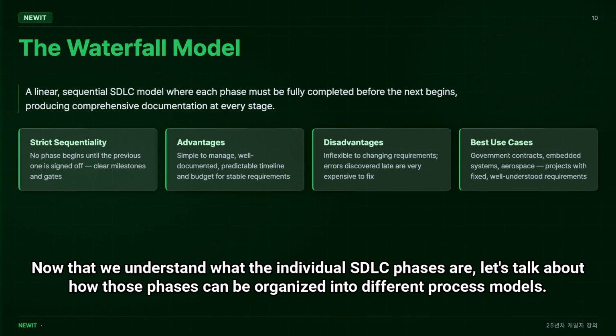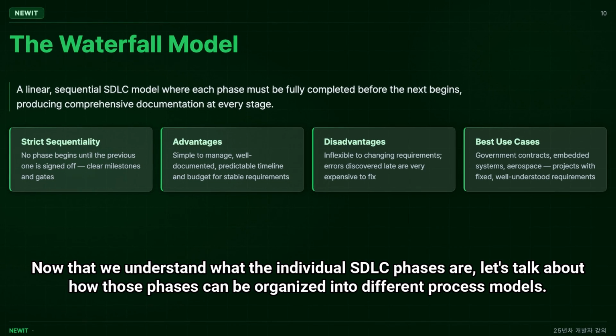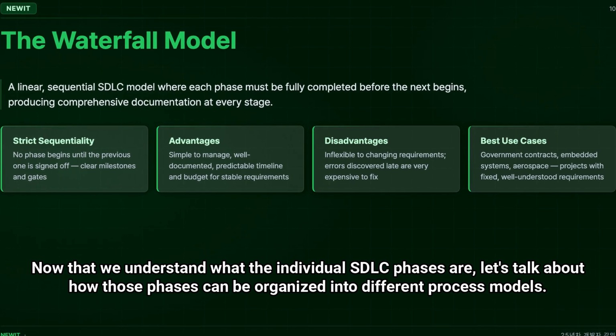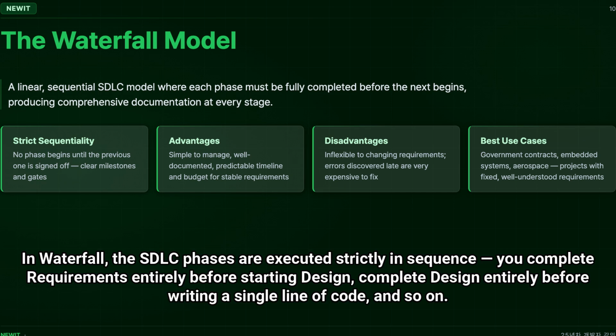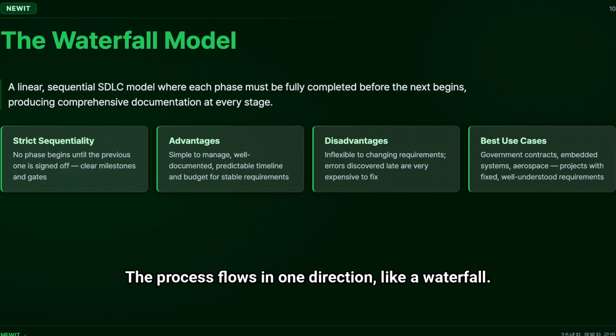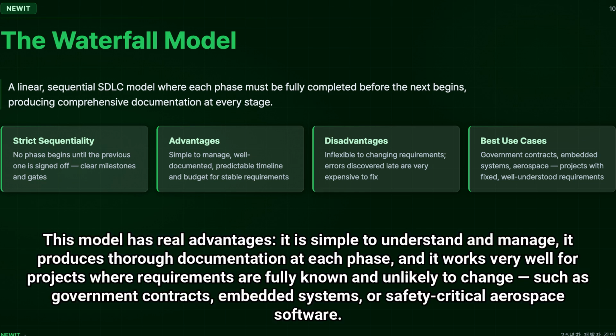Now we understand what the individual SDLC phases are. Let's talk about how those phases can be organized into different process models. The oldest and most well-known model is the waterfall model, introduced by Winston Royce in 1970. In waterfall, the SDLC phases are executed strictly in sequence. You complete requirements entirely before starting design, complete design entirely before writing a single line of code, and so on. The process flows in one direction, like a waterfall. This model has real advantages.